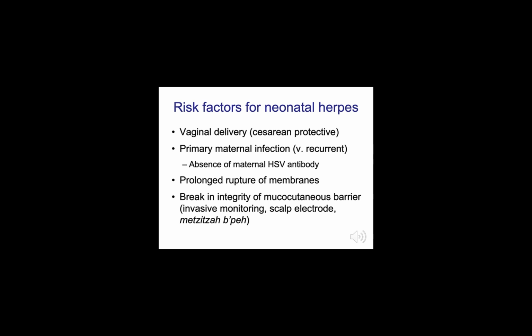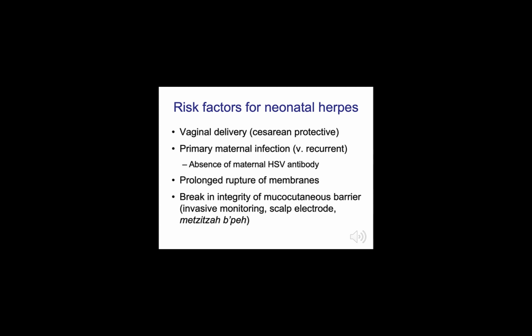The second we've talked about at length, and that is primary maternal infection as opposed to recurrent infection during pregnancy. In other words, primary infection during pregnancy would translate some proportion of the time into the absence of maternal antibody, and we've talked about how that would be an increased risk to the infant. Prolonged rupture of membranes in a woman with herpes infection provides time for virus to enter the uterus and cause infection. And then finally, any break in the integrity of the mucocutaneous barrier in the neonate, another name for skin or mucous membrane breaks.